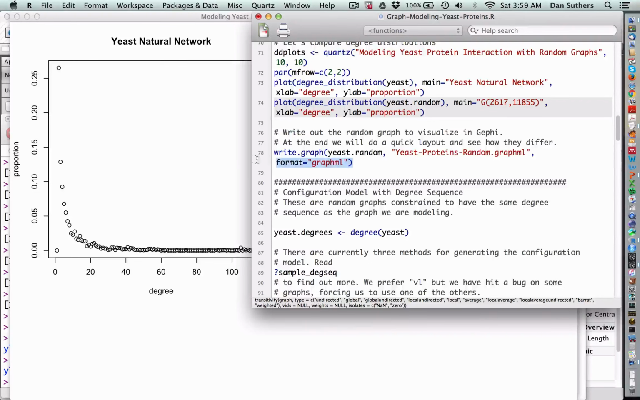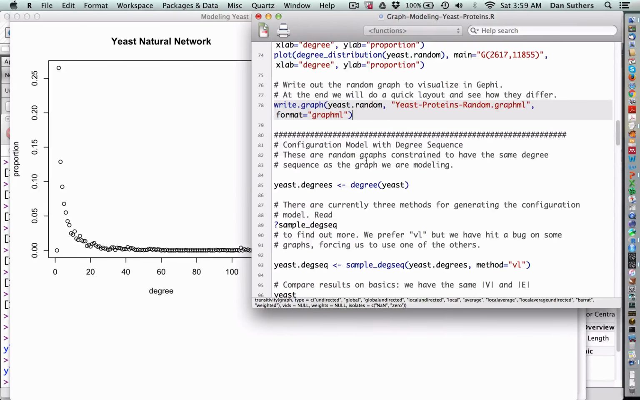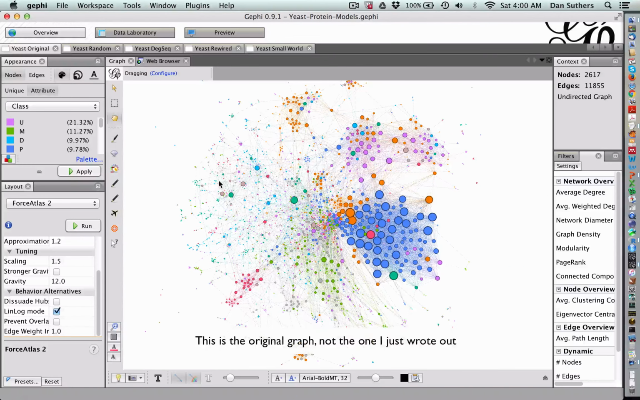Okay, we're going to write that out to Gephi. This is the expression you use to do it. Actually, I've already done it, and I've already loaded it into Gephi, so I won't do that again, because I'm saving time by having it already in Gephi. In fact, here it is.